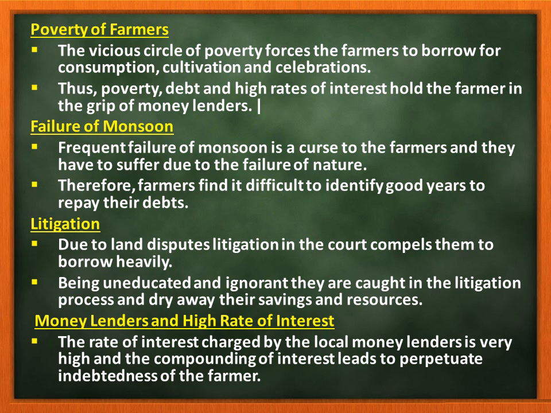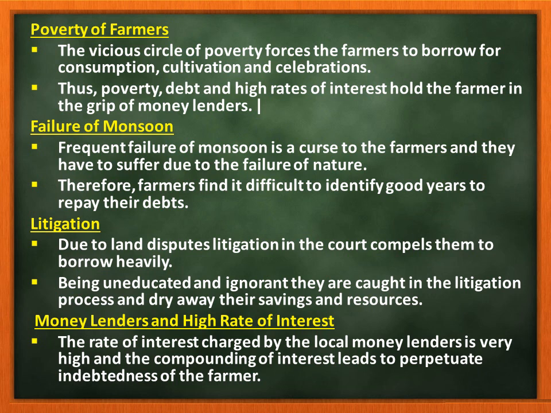Therefore farmers find it difficult to identify good years to repay their debt. They cannot say, next year I will be getting more amount from the cultivation, so I will repay it. They have that confidence, but unluckily what happens? That particular year the monsoon will fail them. Monsoon becomes a failure.